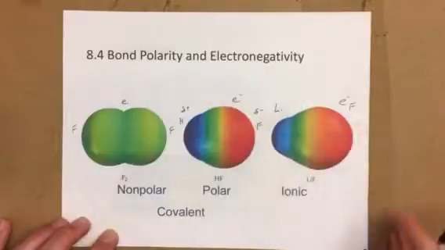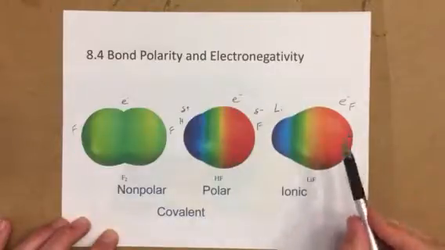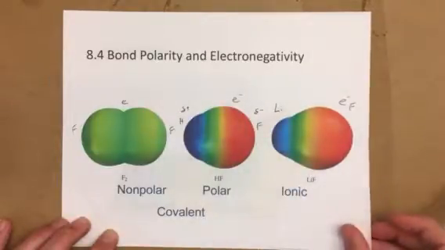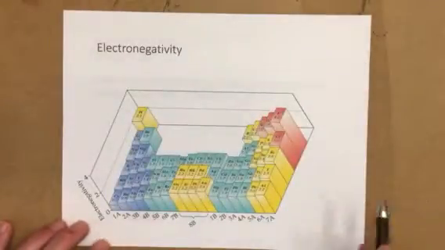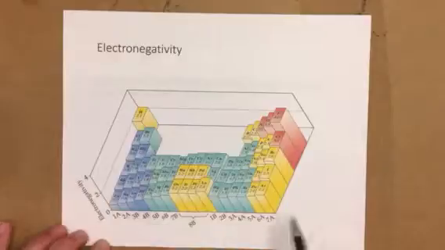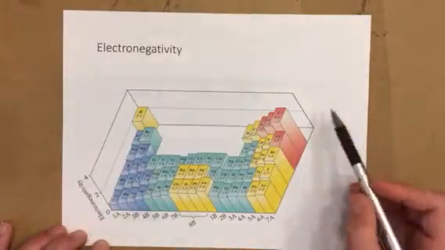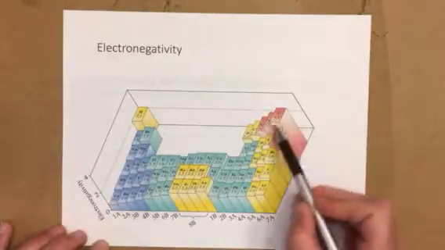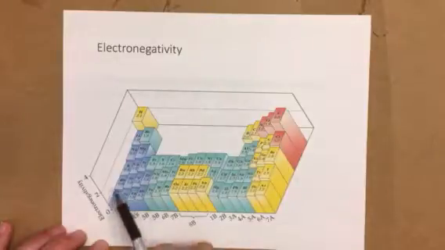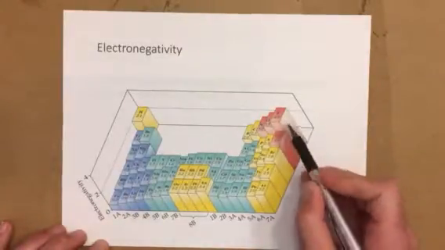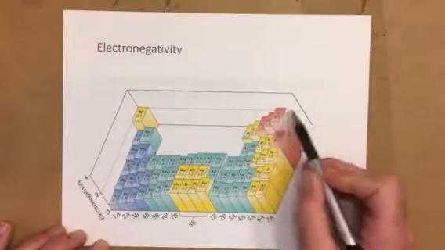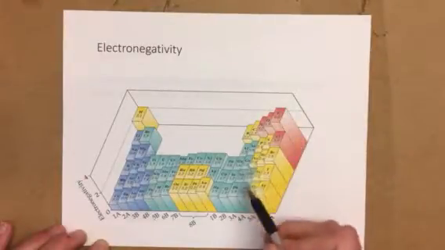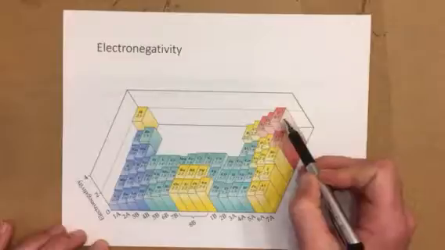Well, we look at electronegativity, and electronegativity is how strongly an element pulls electrons towards itself in a bond. This periodic table shows the electronegativity values, and you can see that electronegativity is highest in the top right corner of the periodic table and lowest in the bottom left of the periodic table. So these elements are really strong at pulling electrons towards themselves because as you go towards the top of the periodic table, they're smaller.